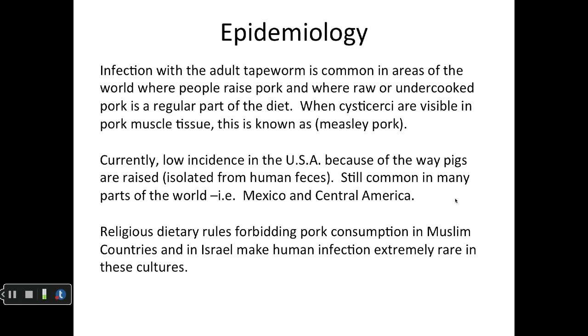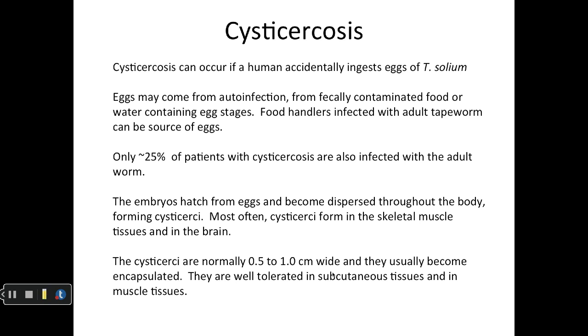And again, the epidemiology requires that people that harbor the adult worms are defecating in the environment, and that pigs are actually ingesting the feces with those proglottids and eggs. Because of religious dietary rules that forbid pork consumption in Muslim countries, this infection is very rare. The same would be true in Israel because in Jewish faith, the ingestion of pork is forbidden, and that makes this infection quite rare in such cultures.